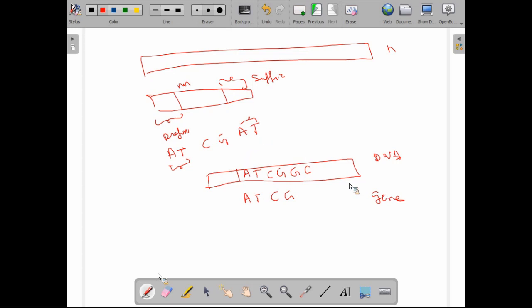Now, in the gene, that is in the pattern, I have A here, whereas here I have G. I have A here in the pattern and G here. So if you see here, AT. Now this is a point of mismatch. There is a mismatch which has occurred here.